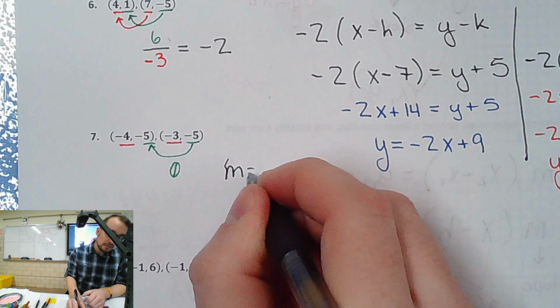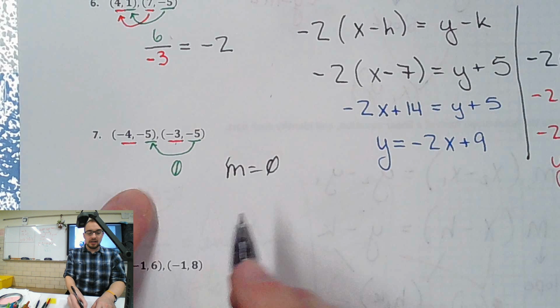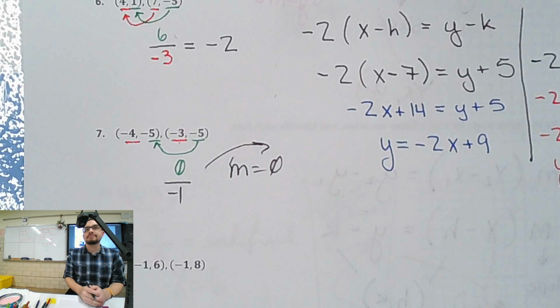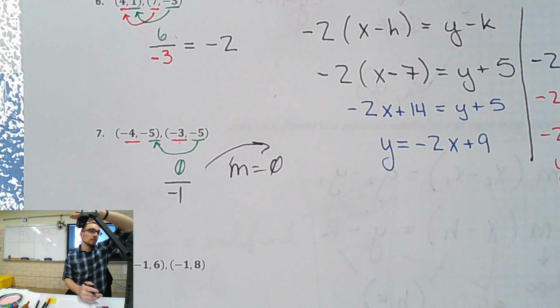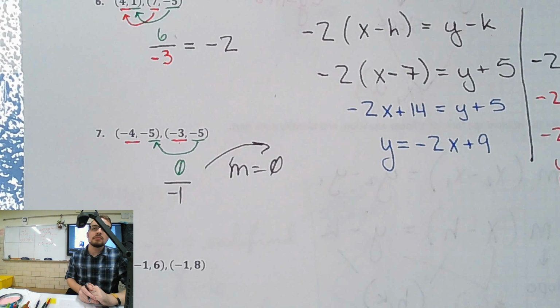Are you smelling what I'm stepping in? The change here wasn't 0, so it's not undefined. It's -1. 0 divided by -1 is 0. So our slope is 0. It's going to be a horizontal line, right?